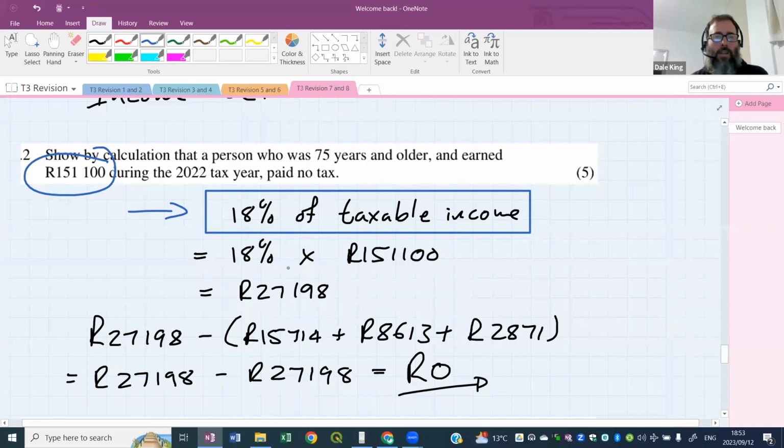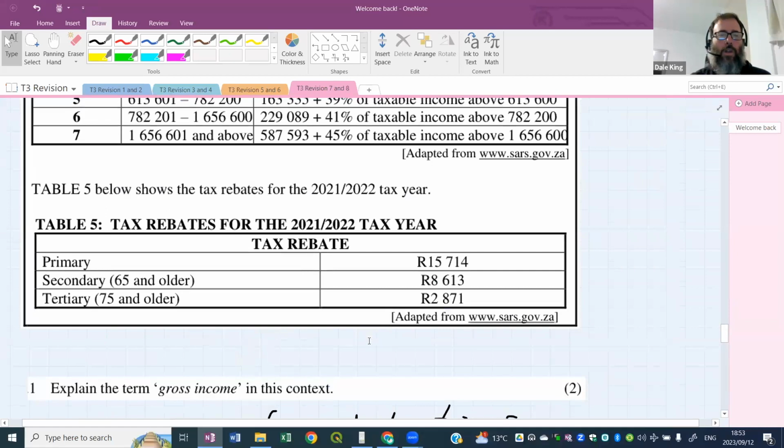So we say 18% of that, and that gives us 27,198. That's how much tax this person should pay. But SARS is very generous. They give rebates. They give you money back depending how old you are. So there's a rebate table which says if you are below 65 years, you get that rebate back. And if you're 65 and older, you also get that one. And if you're 75 and older, you also get the third one. So you get 3 rebates if you're 75 years and older.